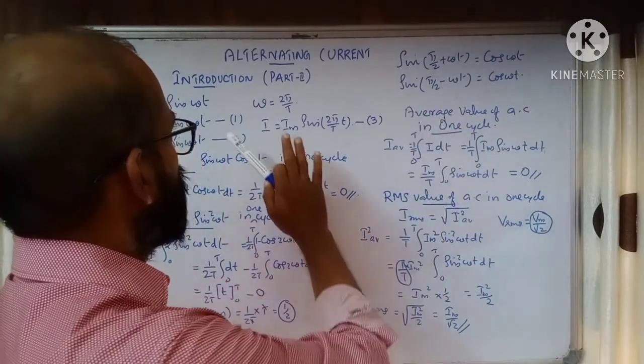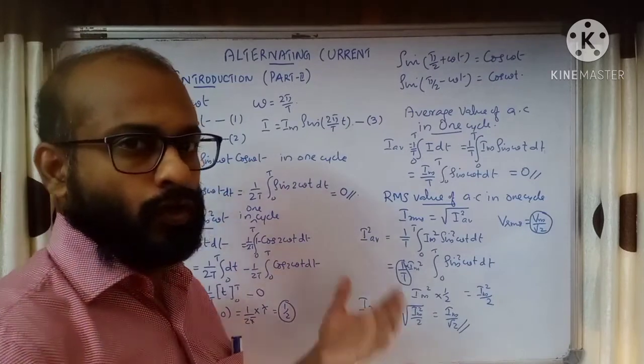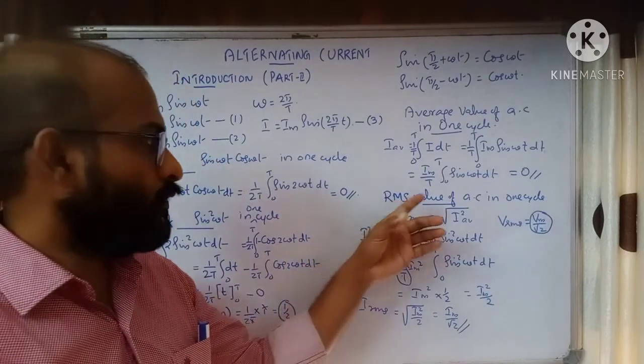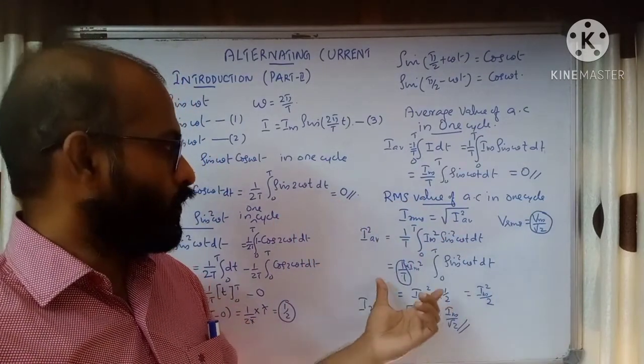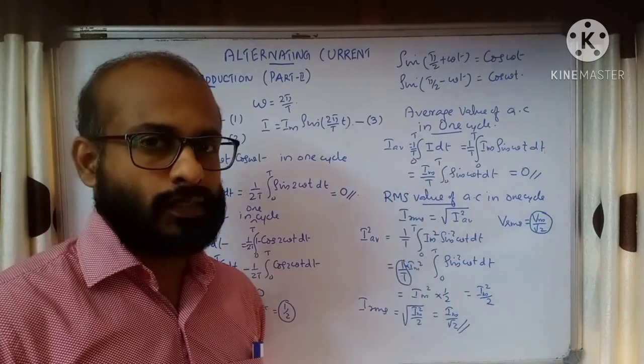So we have seen introduction part 2 of alternating current. We have seen the RMS value of AC, which is very important, and also the average value of AC in one cycle.